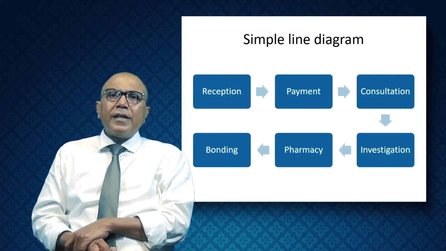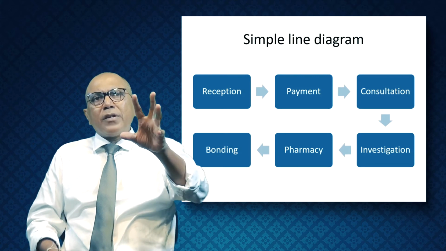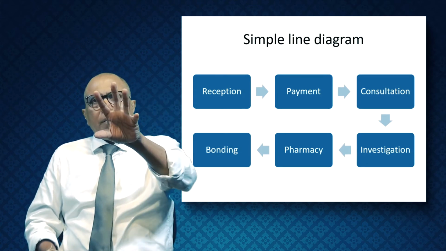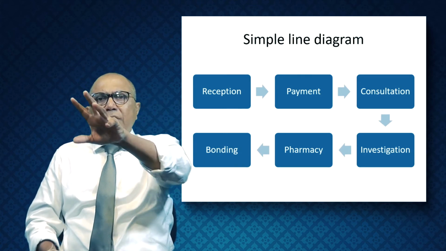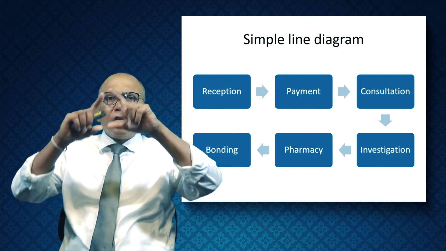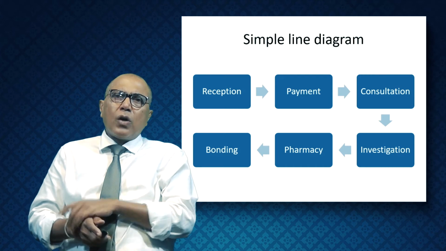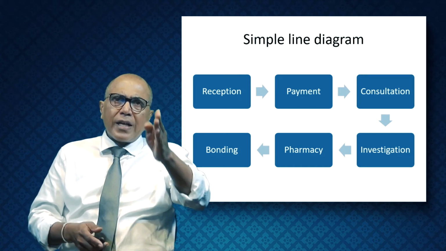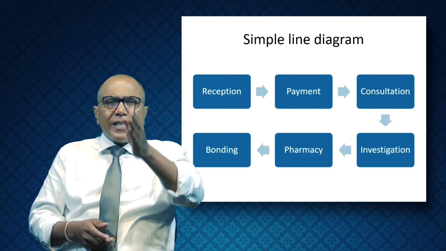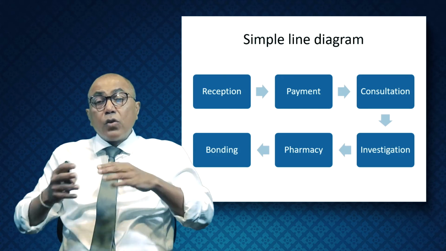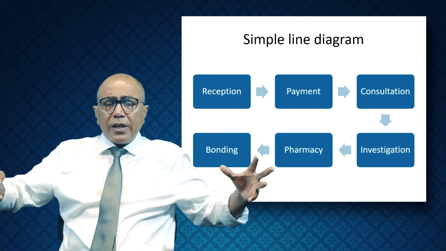So basically go through this. For example, you can draw a reception, the payment, consultation, investigation, pharmacy, and bonding. This is the OPD diagram, functional areas in the OPD. Under each function, I told you there are activities, and then each activity has some tasks. So you have to write this down, and you have to really look into that.